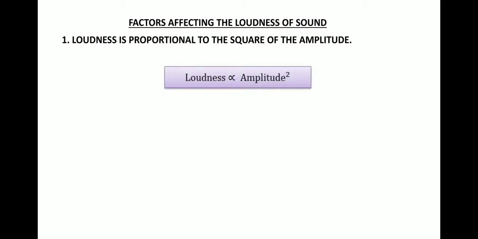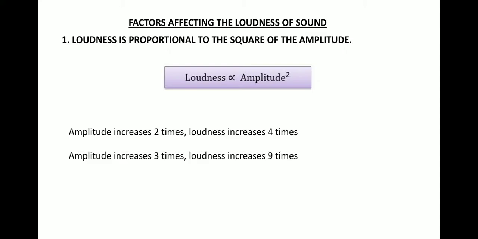Thus, we can say that loudness is directly proportional to amplitude, but not only that, it is proportional to the square of the amplitude. Mathematically, we write it as loudness proportional to amplitude squared. This simply means that if you increase the amplitude 2 times, then the loudness is increased by 4 times. Square of 2 is 4. Similarly, if amplitude increases 3 times, then the loudness will increase 9 times, and so on.